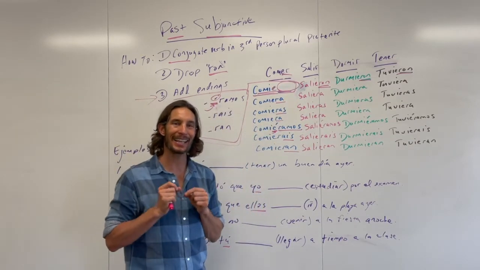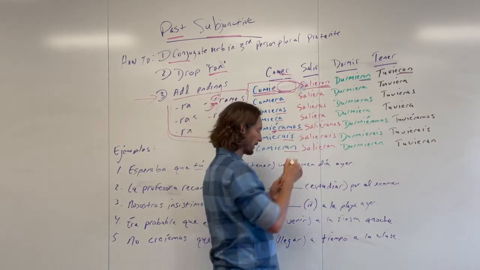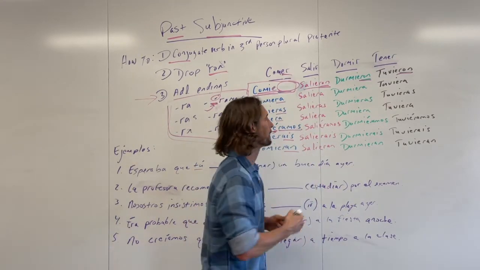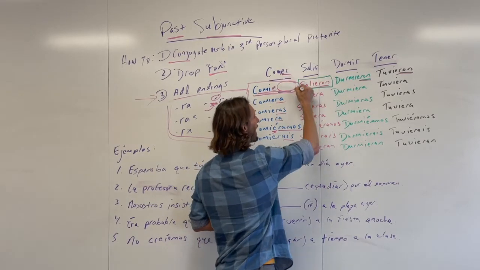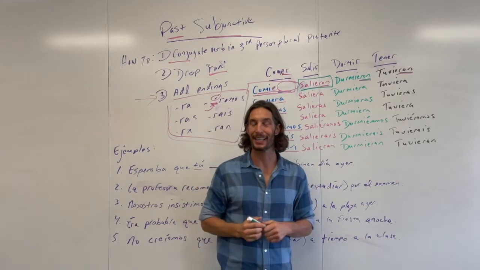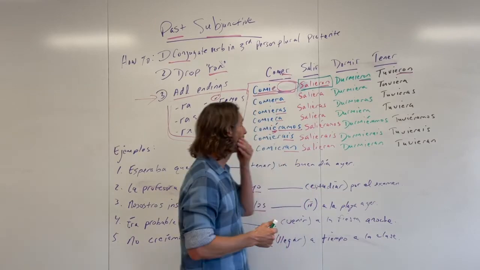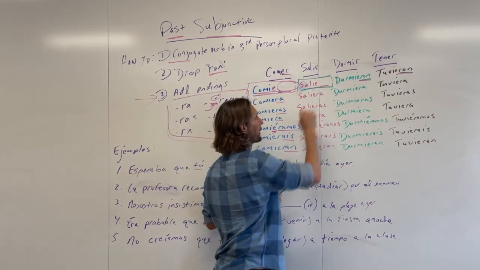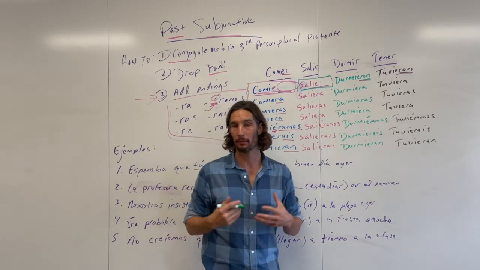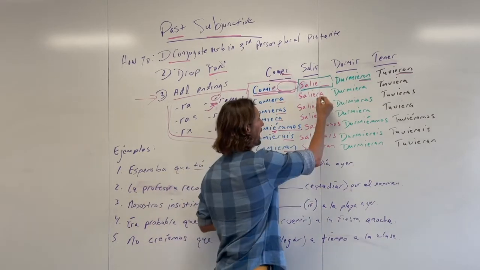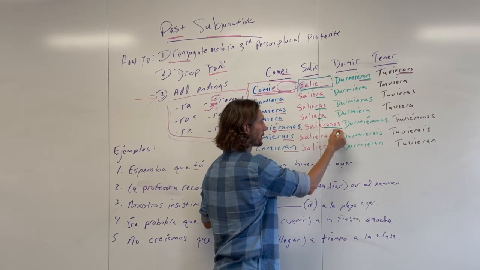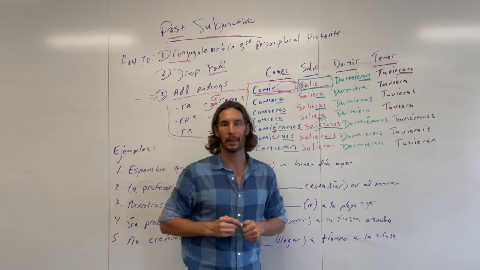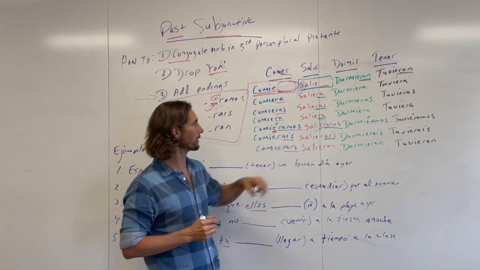Salir is salieron. I'm actually going to change up markers just to mix it up a little bit. We're going to go with green. So we have salieron, which again, salir is to go out or to leave. We, of course, drop the RON. We're left with the rest of the word. And then we would add, as you can see here, our endings to it, and again, the accent being over this E. So that's saliéramos. And so let's pronounce these.